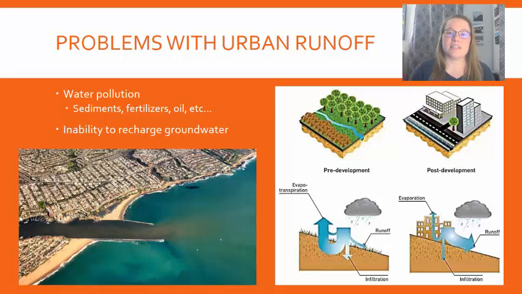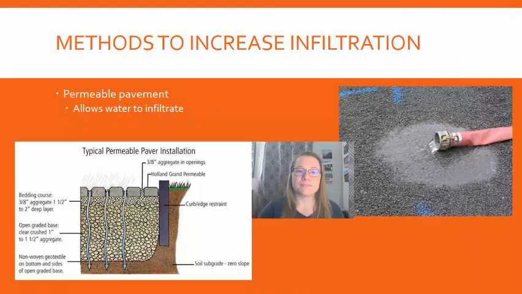If we look at these diagrams over here on the right-hand side, you can see that prior to development, a lot of the rainfall was able to slowly seep into the groundwater and recharge that aquifer. But after development, that water is primarily going to run off that surface, and that's what we want to prevent.